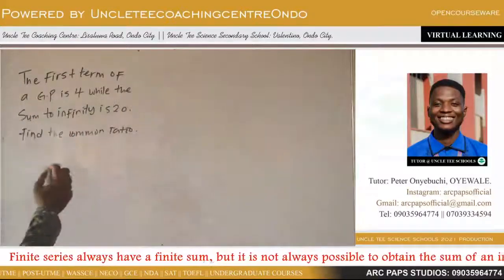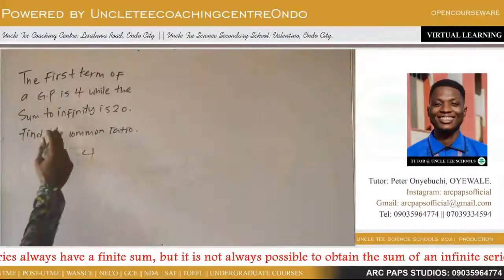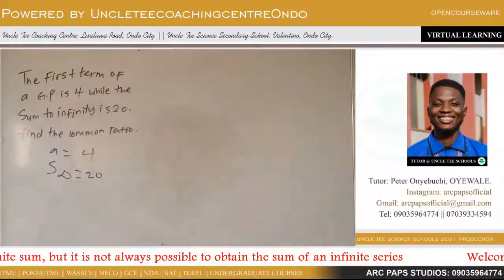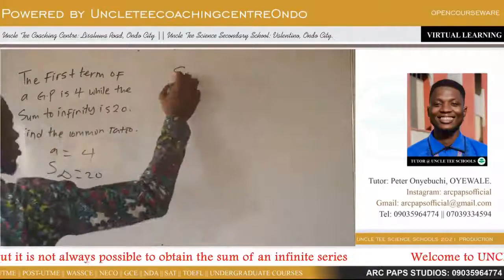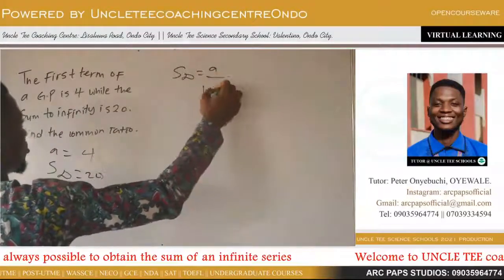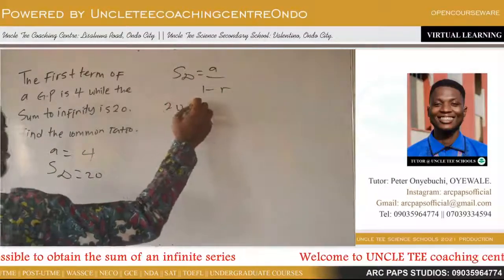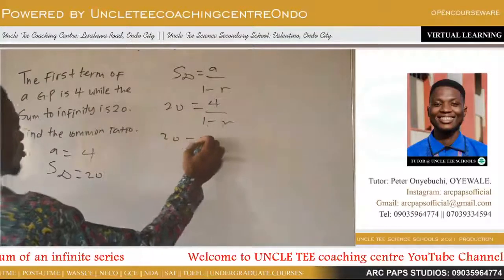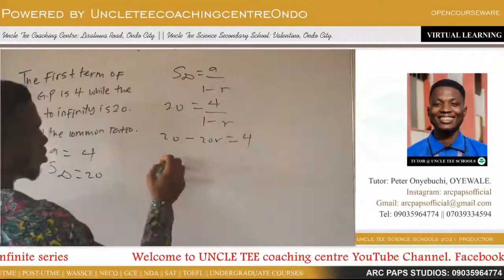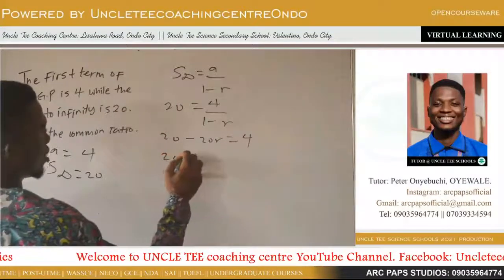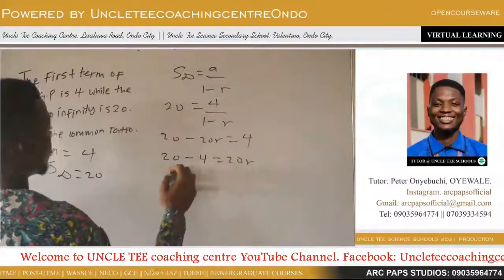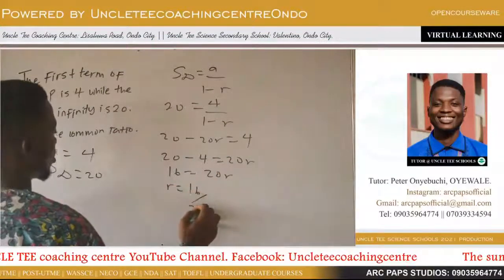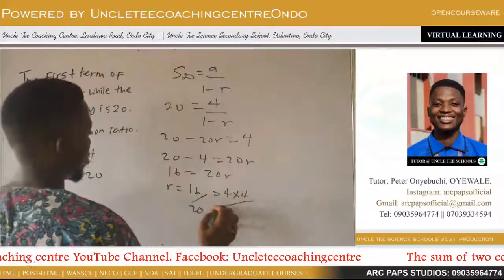Now the first term of a GP is 4 while the sum to infinity is 20. It's a similar question. We also use the sum to infinity formula. Our sum to infinity is a over 1 minus r, so 20 is equal to 4 over 1 minus r. 20 minus 20r is equal to 4. So 20 minus 4, that's 16, is equal to 20r. Our r will give us 16 over 20, which is equivalent to 4 over 5.